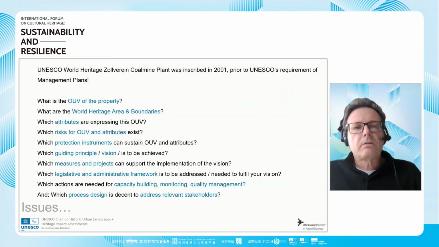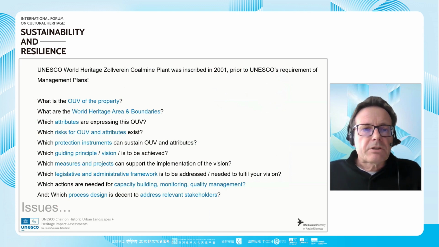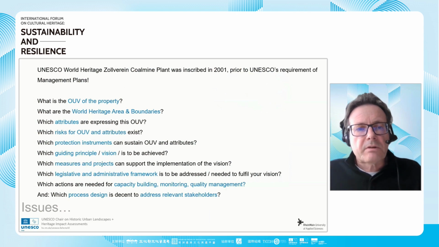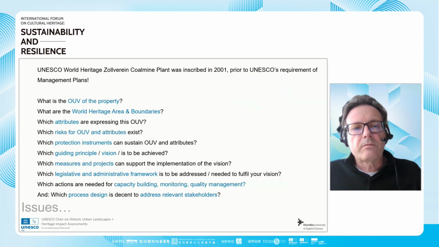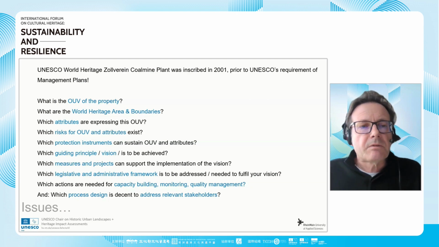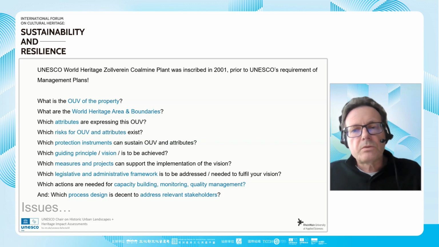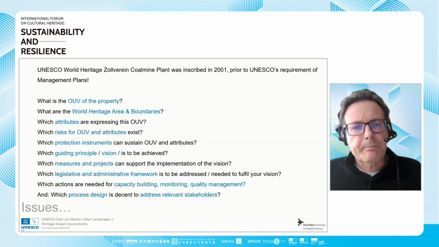I cannot cover all those questions since I was requested here to talk about impact assessments, so I have to concentrate on some focus points of the management plans. So I will just explain a little bit how we tried to identify what the OUV is and what the attributes expressing the OUV are, at least with one example, and how we developed the management plan from that, and how we also used impact assessment in this management plan elaboration process.